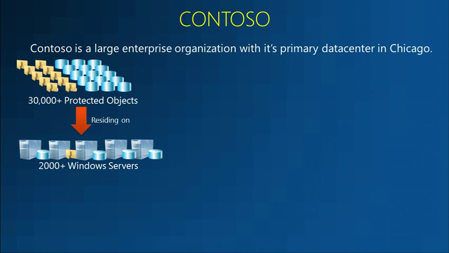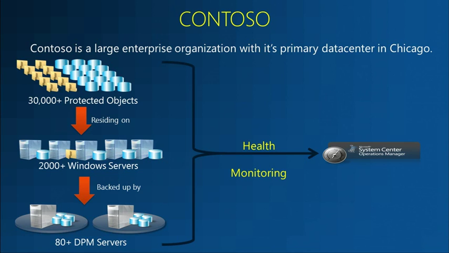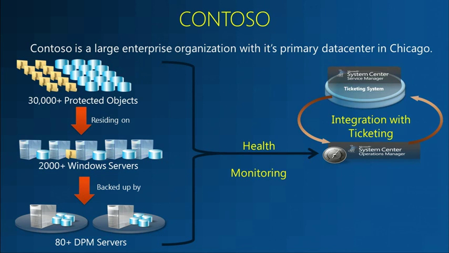Each one of them is a protected object. And all of them are sitting on roughly 2,000 odd Windows servers. And those are getting backed up using 80 plus DPM servers. Now, this is getting monitored using Operations Manager today, and there is also a ticketing system on top of Operations Manager to which the ticketing is actually flowing.